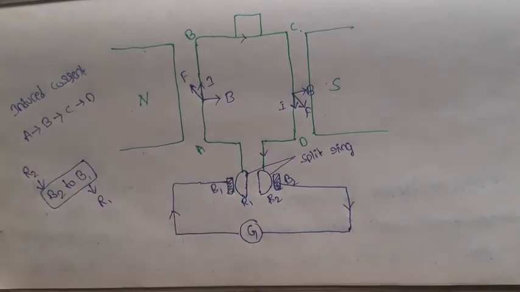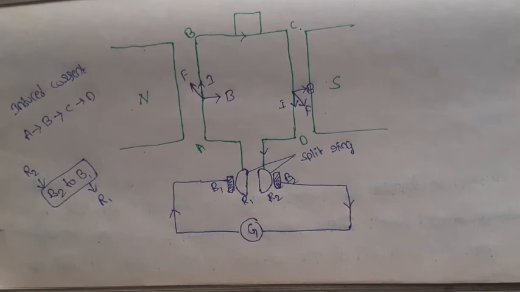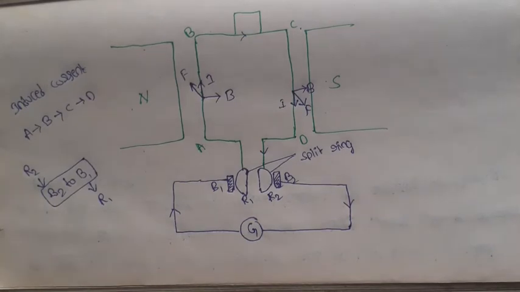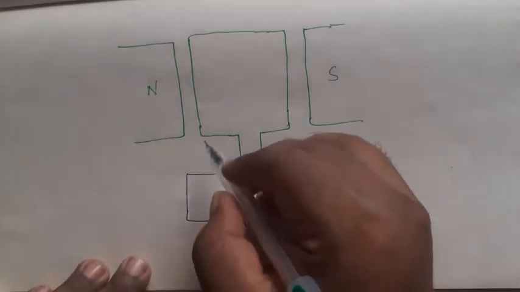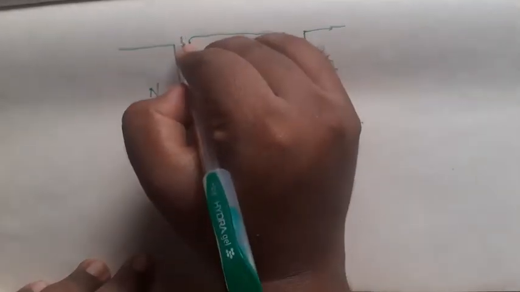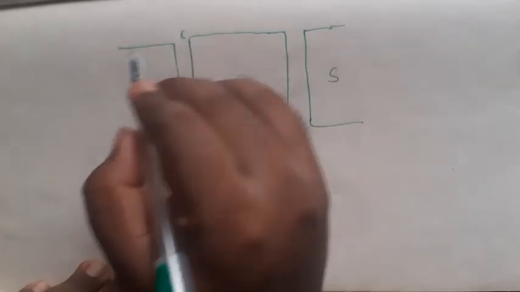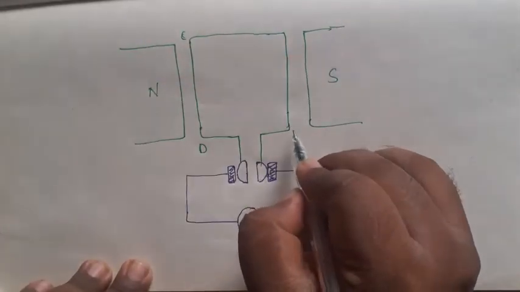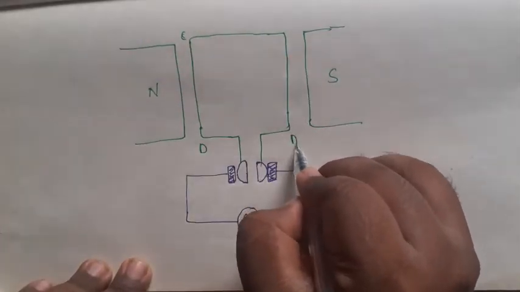Okay. So now after half revolution, what happened? The arms are going to be changed. In case of AB arm, it will move to the CD arm. The CD arm will move to the AB arm. Here the arm AB is going to take the place of DC. The side of AB will move to the side of DC.